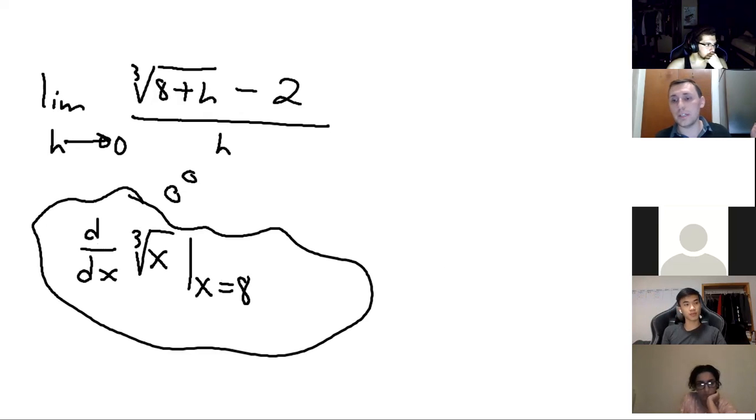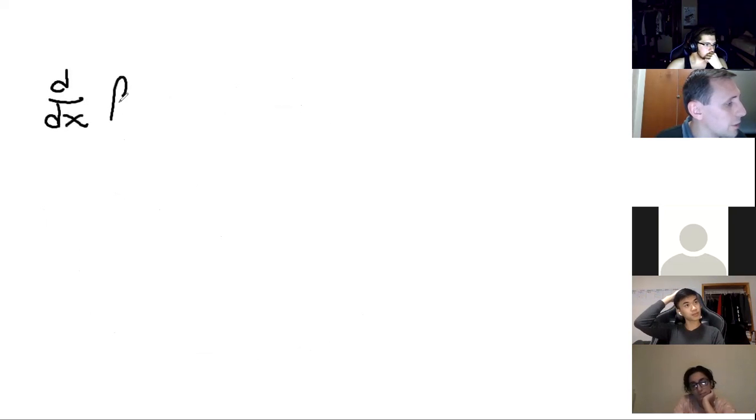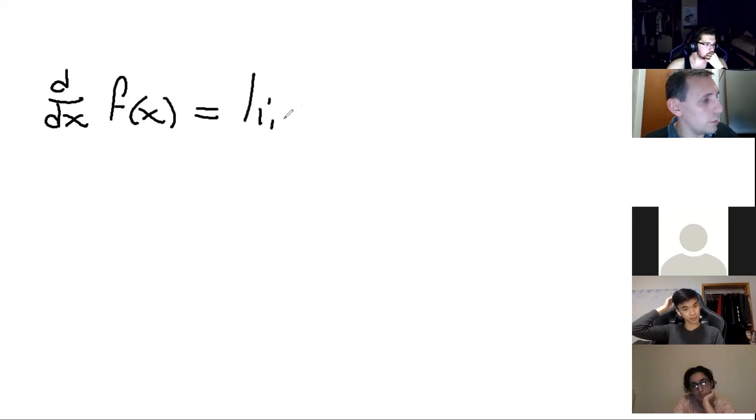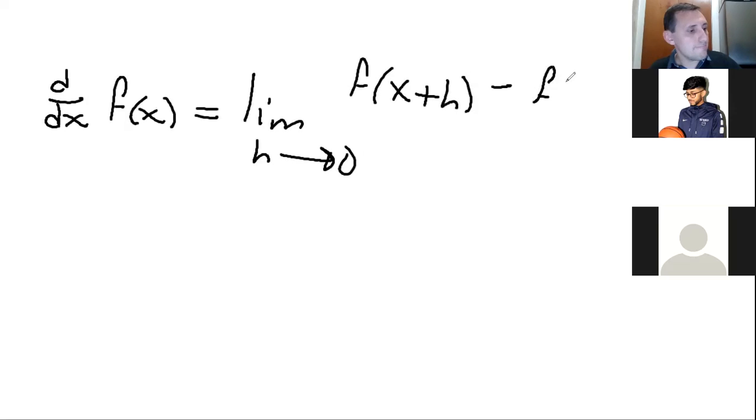Now, why don't you see this? One reason is that you do not practice writing the definition of the derivative and you don't remember what it is. So if I were to take the derivative of the function f of x, in one form it would look like this: limit as h goes to 0 of f evaluated at x plus h, minus f of x, divided by h.